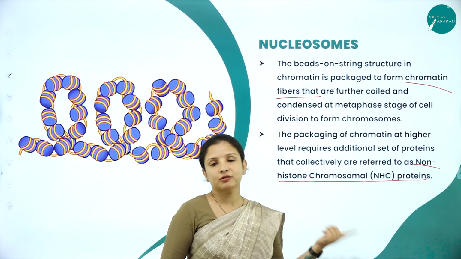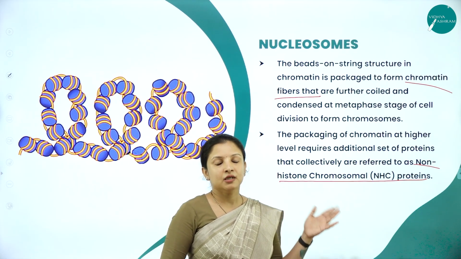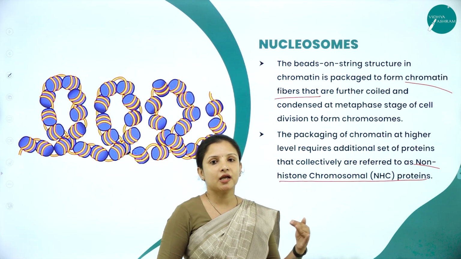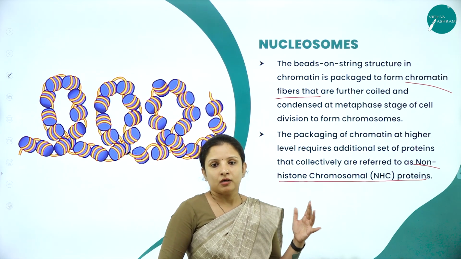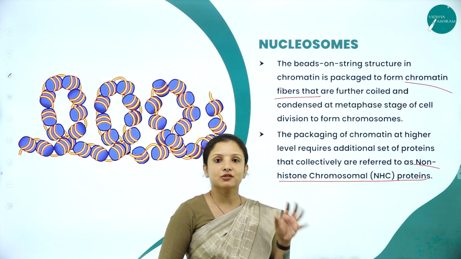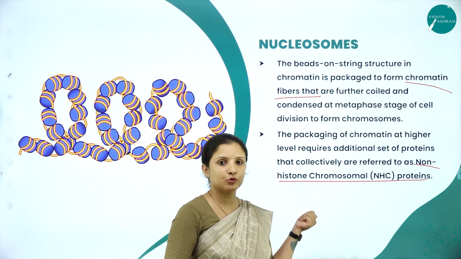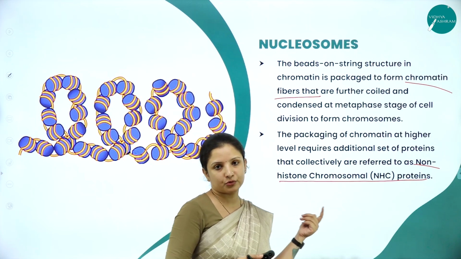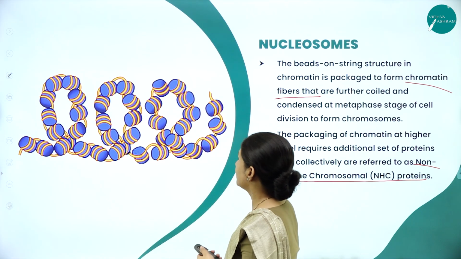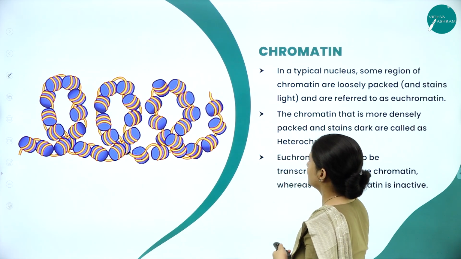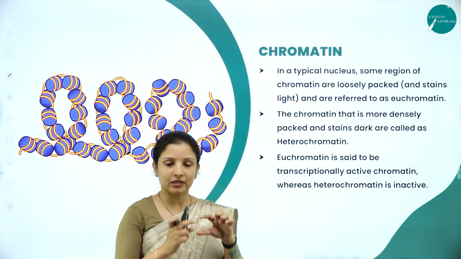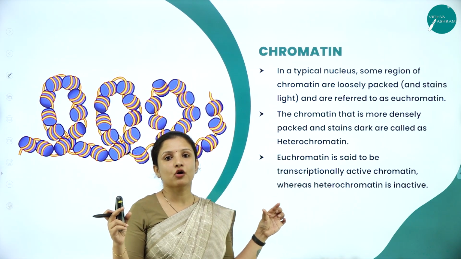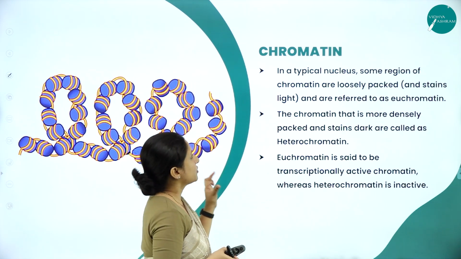So, there is a difference between histone proteins and non-histone chromosomal proteins. Histone proteins help the DNA to coil around to get packaged properly into a nucleus. For complex packaging of DNA, non-histone proteins are needed. So, this is about the structure of the nucleosome. The entire bead-like structure, we call it the chromatin, right?